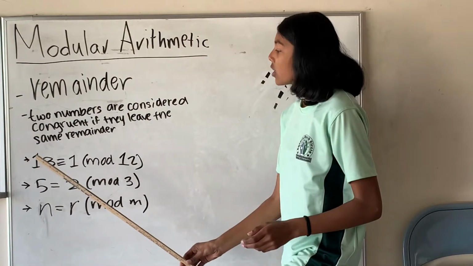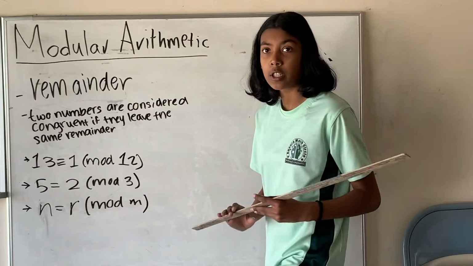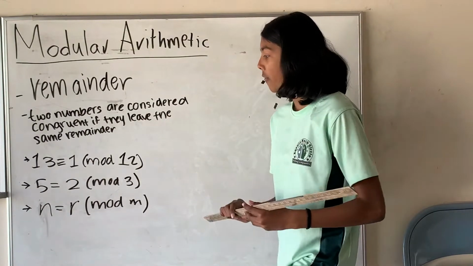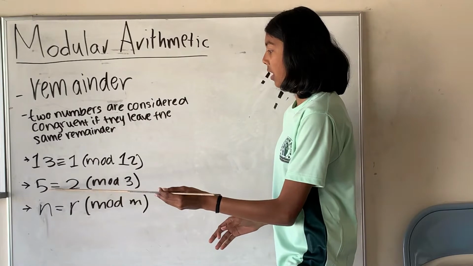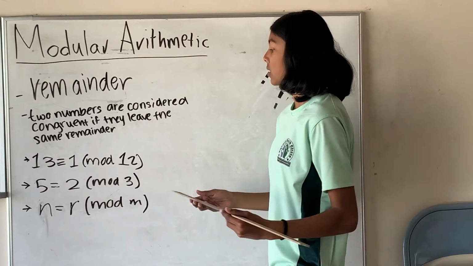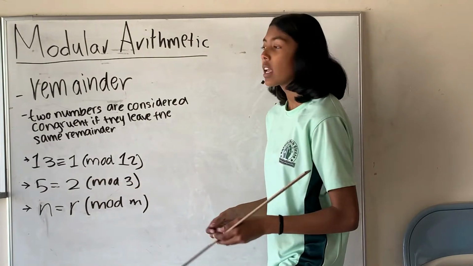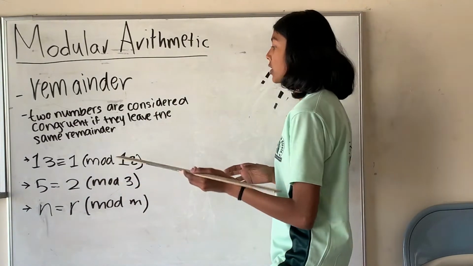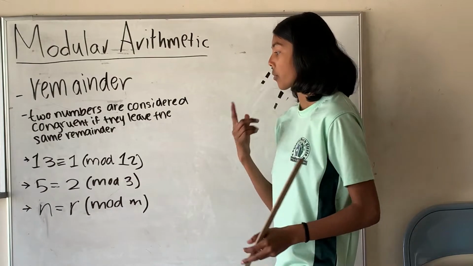If you have 13, 13 is technically congruent to 1 mod 12. 5 is congruent to 2 mod 3. Basically it means when you divide 5 by 3, it leaves a remainder of 2. When you divide 13 by 12, it leaves a remainder of 1.